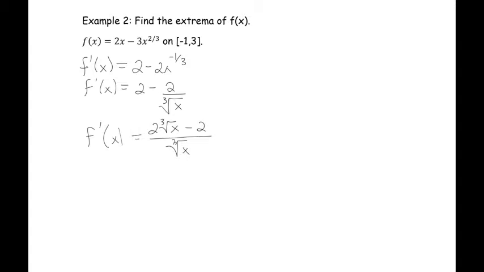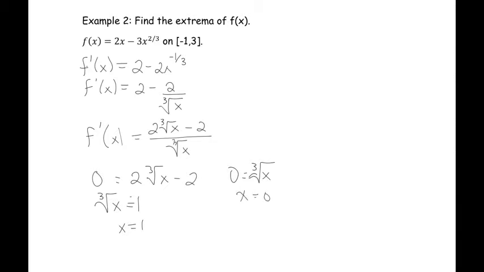So this will be 0 when the numerator is 0. So I'm going to set the numerator equal to 0. And it will be undefined when the denominator is 0. So I have the cube root of x equals 1. So this would happen when x equals 1. And I have the cube root of x equals 0. This would happen when x equals 0.